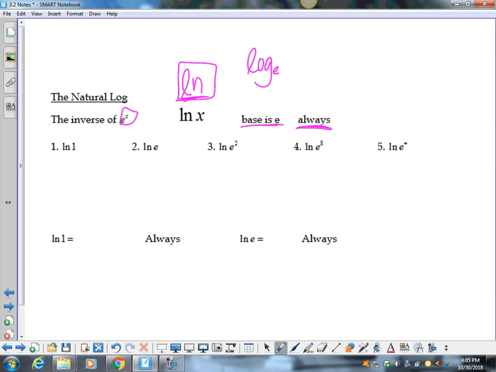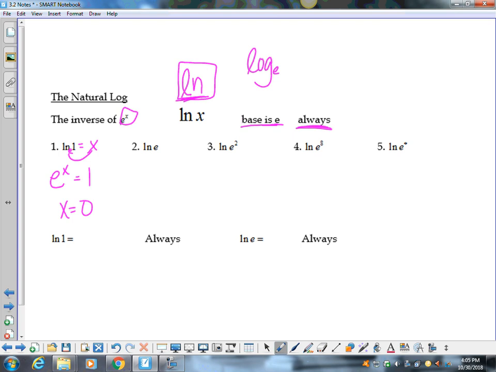Always. That never changes. So if we think about this ln of 1, his little base is an e. We just don't write it. So if I snail this, this would be e to the x equals 1.